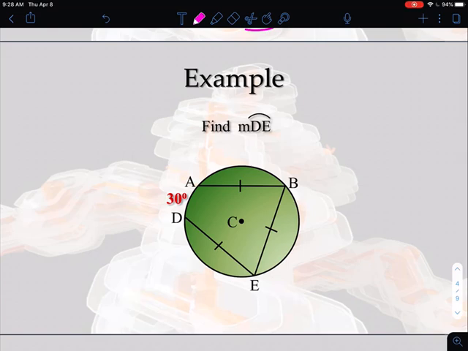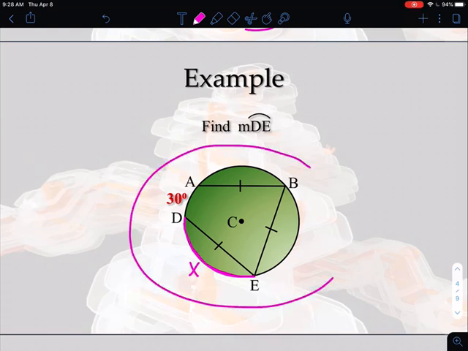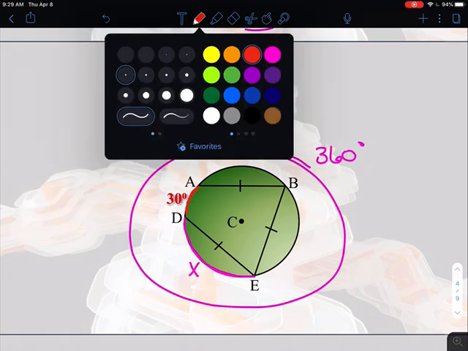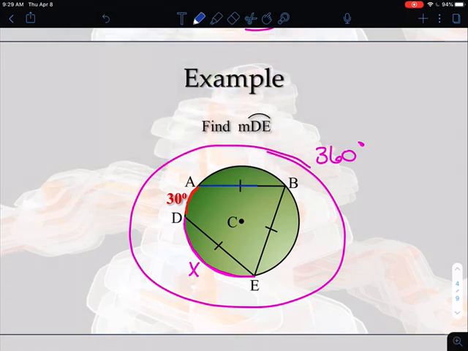For an example, look at this problem. It says find the measure of arc DE. So we want to find the measure of this arc right here from D to E. Anytime we're trying to find something in a picture, we typically label it with a variable, so maybe we call this x. What we have to understand here is that if I go all the way around the circle, we have 360 total degrees. They've told us that in red here, this arc is 30 degrees, but what else we notice in the picture is that they're telling us chord AB, chord BE, and chord DE are all congruent.